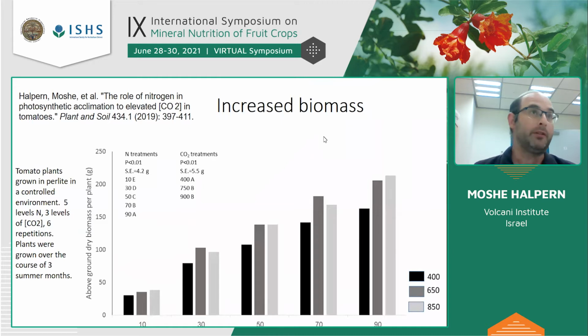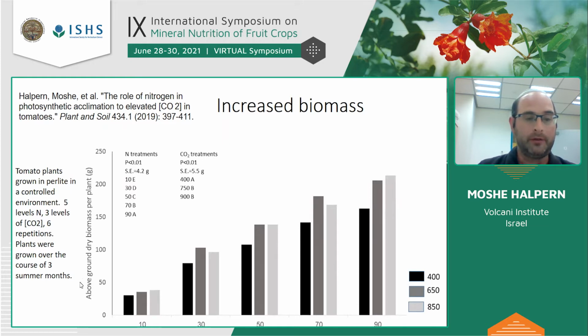First thing that we see, and everyone sees whenever they grow things in elevated carbon dioxide, is an increase of biomass. If you look over here, the black is the low carbon dioxide, and as it gets lighter, it gets to higher carbon dioxide. And the more carbon dioxide you add, the bigger the plant gets. This is the biomass.